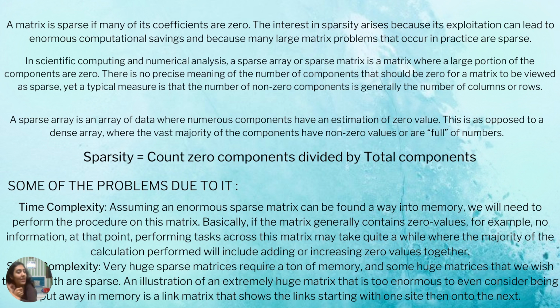And secondly, space complexity. Very huge sparse matrices require a ton of memory, and some huge matrices that we wish to work with are sparse. An illustration of an extremely huge matrix that is too enormous to even consider being put away in memory is a link matrix that shows the links from one page onto the next.